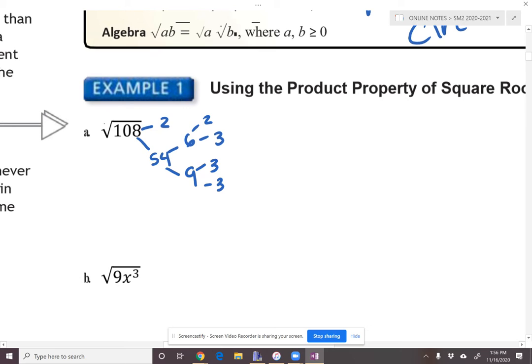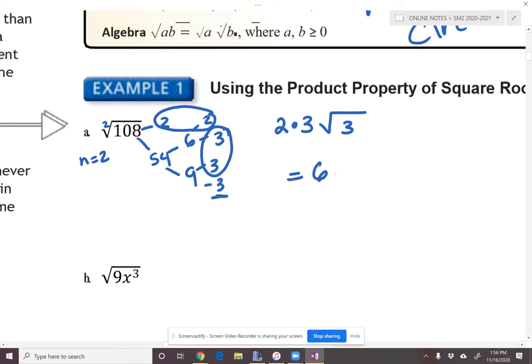Since this is a square root, n equals 2, so I'm going to look for buddies, for partners. There's a group of 2, and there's a group of 2. If I circle them in a group of 2, they get to come outside of the root. So I have a 2, and I multiply it by the 3, because the 3 comes out. Left inside is this 3. So this simplifies to 6 square root of 3. Because the root size is 2, I'm going to take out buddies, or perfect squares, and leave in numbers that do not have a buddy.